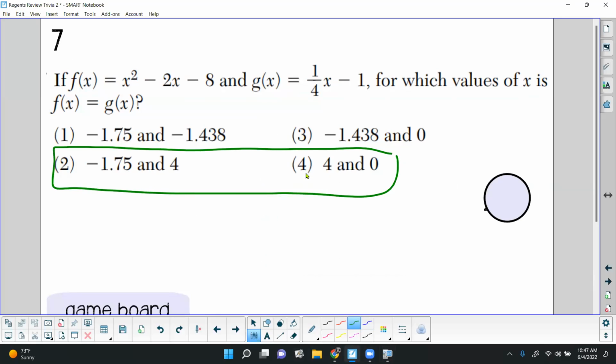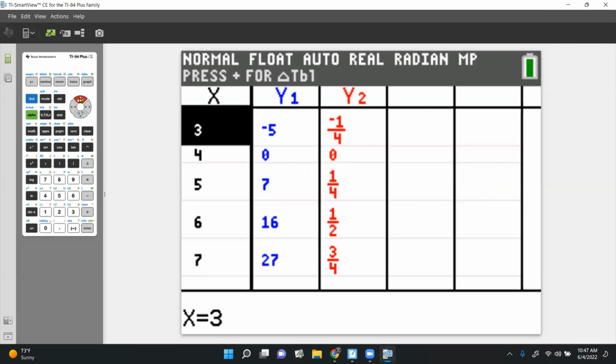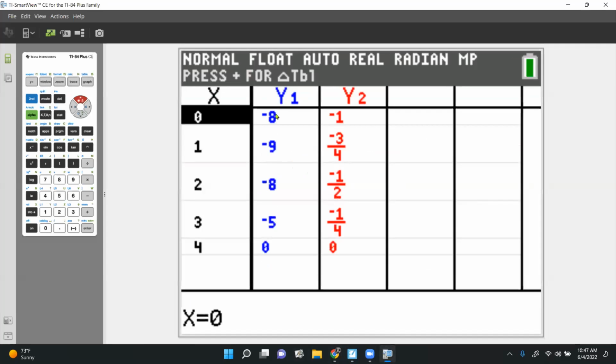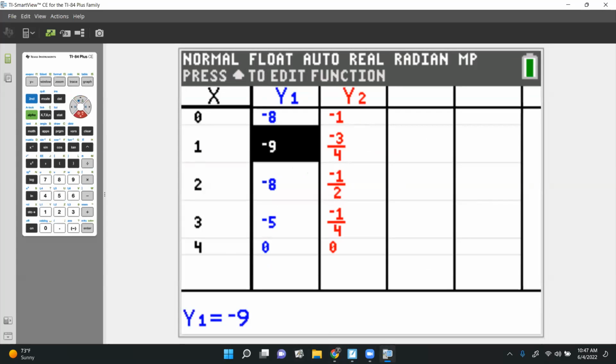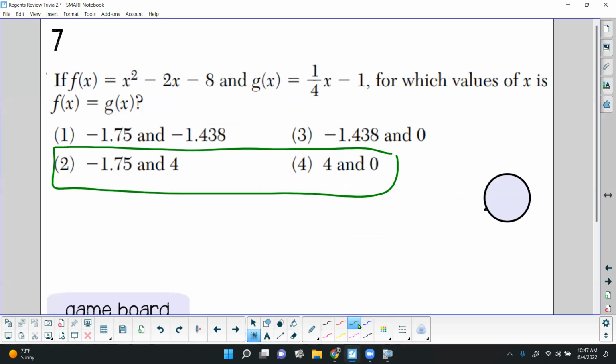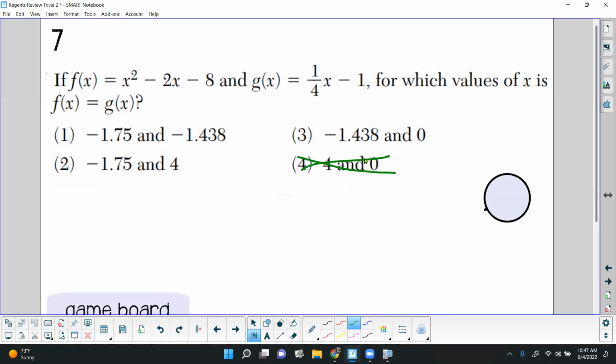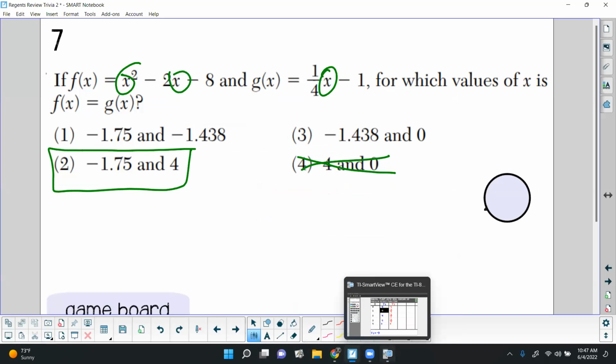So I can now go and check this value mathematically, or I can check the 0 value. So I go back to my calculator and I arrow up. If X is 0, are they equal to each other? No, they are not equal to each other. So I can definitely say that this is wrong. So by default, this one must be right. And if I want to prove it, I would replace this X with a negative 1.75, and I would replace this X with a negative 1.75.